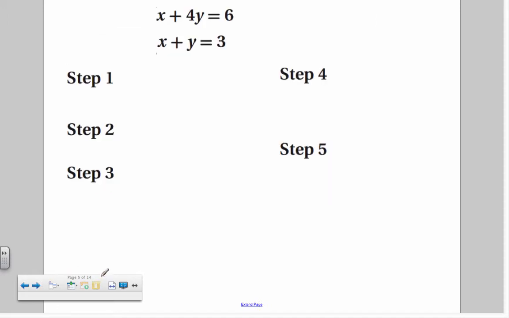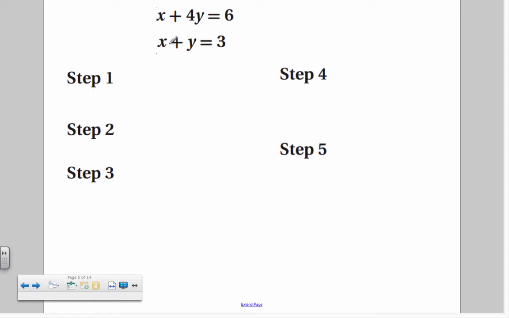Okay, let's take a look at another one where we actually have to do step 1 now. So step 1 is solve for a variable. So let's take a look at the two equations that I'm given. The first one is x plus 4y equals 6. And if I were to ask myself, which variable could I solve for here? I could solve for x. That would be quite easy because I could just move 4y to the other side of the equation.